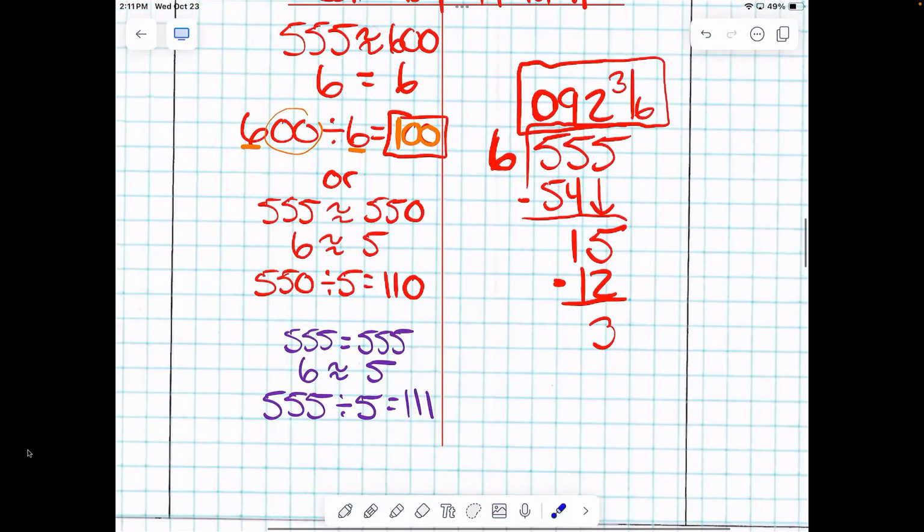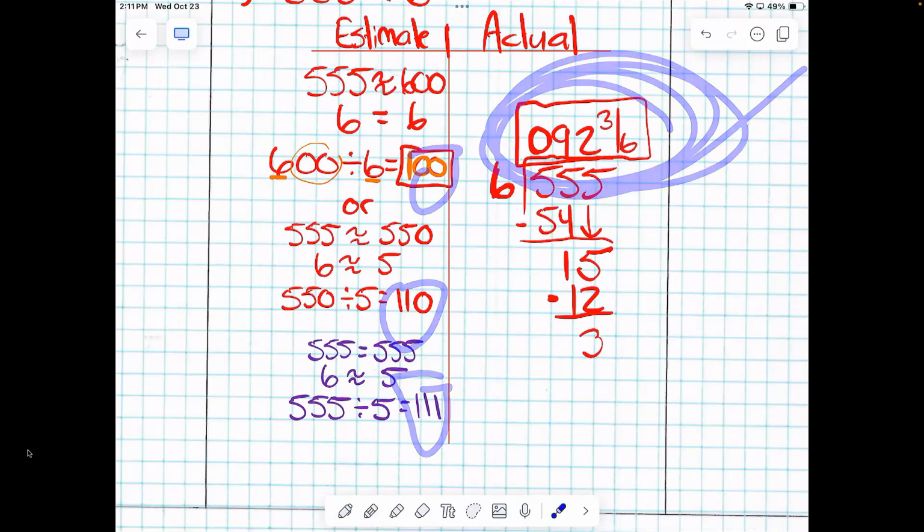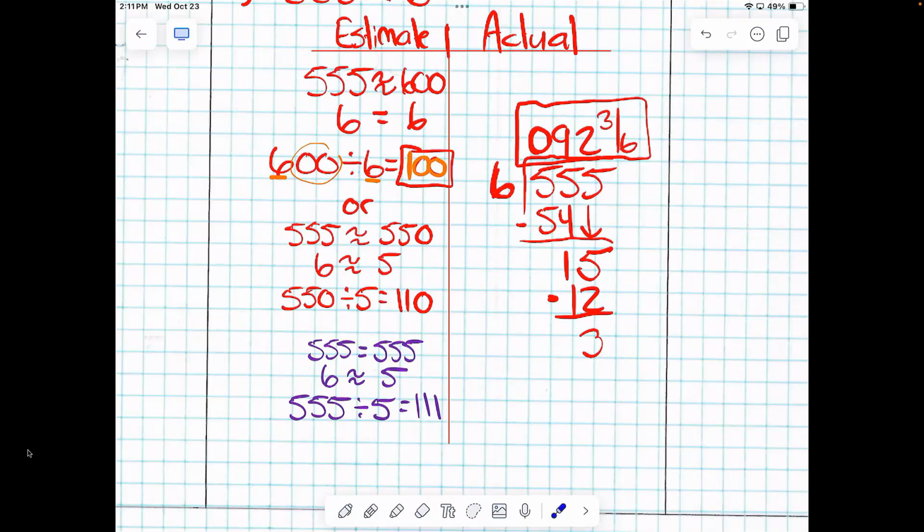Somebody else said, let's change 555 to 550 and change 6 to 5. Are those two numbers compatible? Yes. Mr. Pottinger said, leave 555, change 6 to 5, and I think those numbers are compatible. Yes or no? Yes. Are 111 and 100 and 110 pretty close to our actual answer? Yes. I think it's pretty darn close. We good? Yes. Last one.